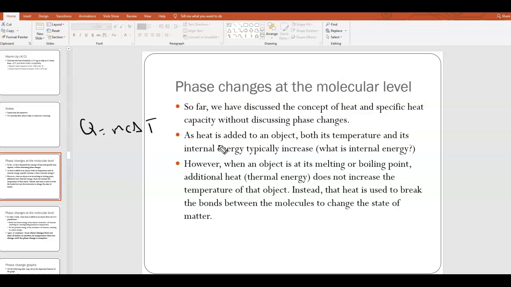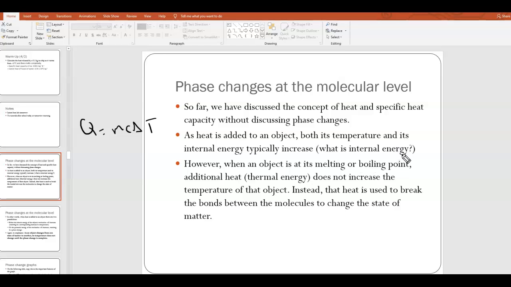Okay, now what it says in the notes is as heat is added to an object, both its temperature and its internal energy typically increase. When you add heat to an object, its internal energy is always going to increase. However, its temperature is not necessarily going to increase.